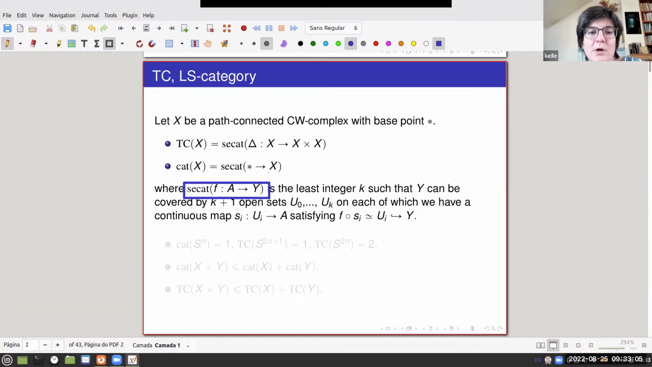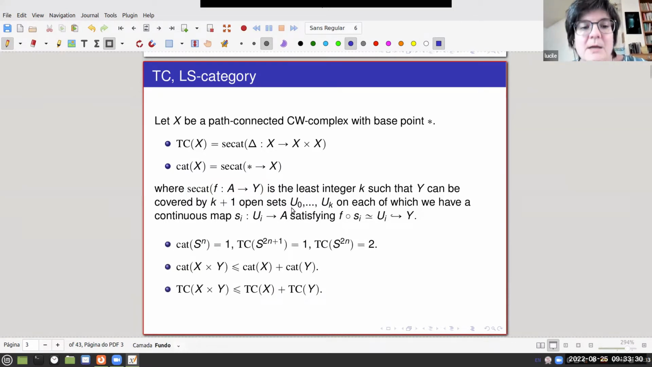So if we have a map F from A to Y, this is the least integer K such that the target Y can be covered by K plus one open sets on each of which we have a local homotopy section of the map F. And this is a normalized version. So the category of S^n is one. TC for spheres, as we know, depends on the dimension. So this is one when the dimension is odd, and two when the dimension is even.